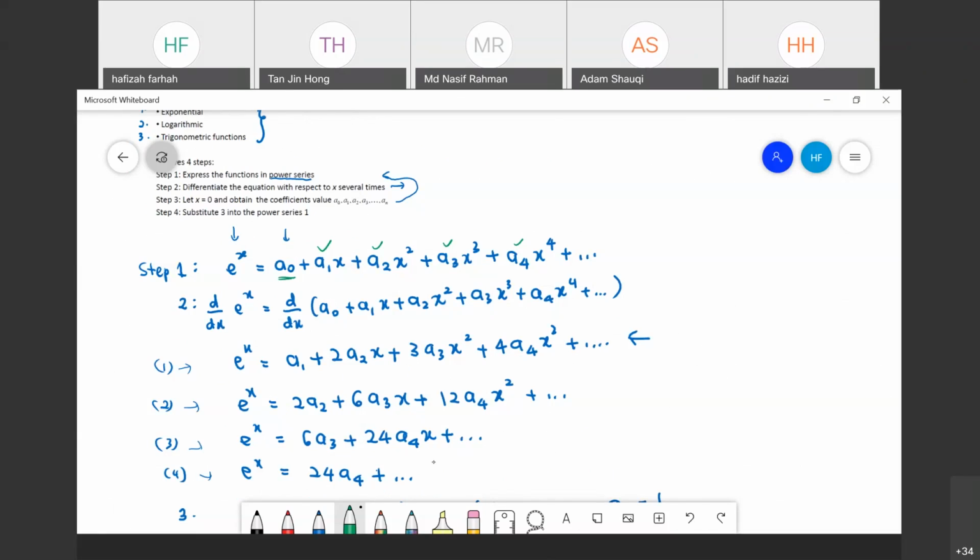You all komen dekat chat ke? Alah, kenapa ni? Hello? Dengar tak? Dengar doktor. Dengar.